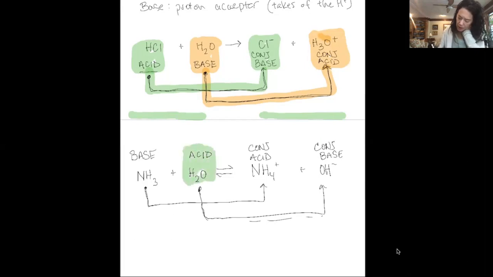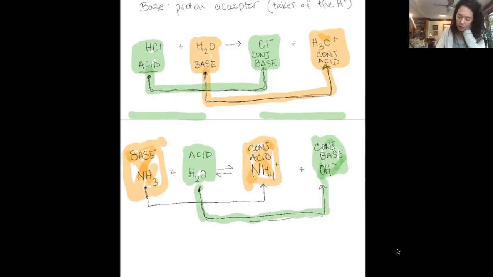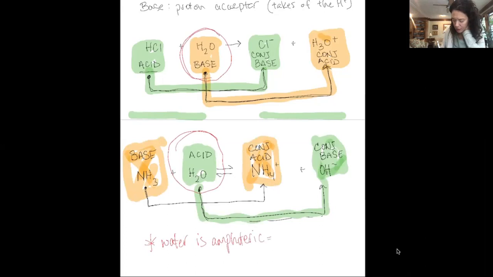Notice that in the second one, water is playing the role of the acid, and in the first one, water is playing the role of a base. So what that means is that water is amphoteric. And you could infer that that means it can be both an acid and a base.